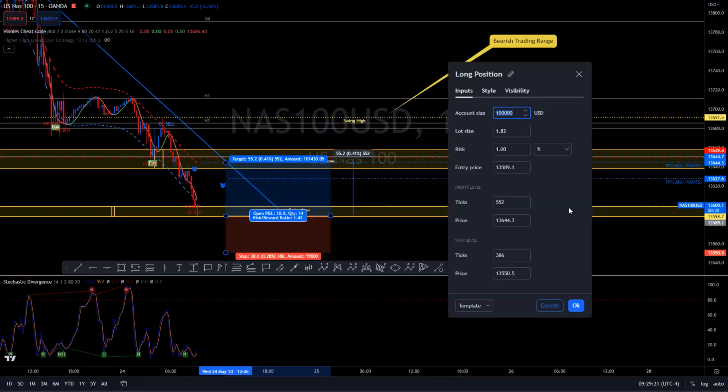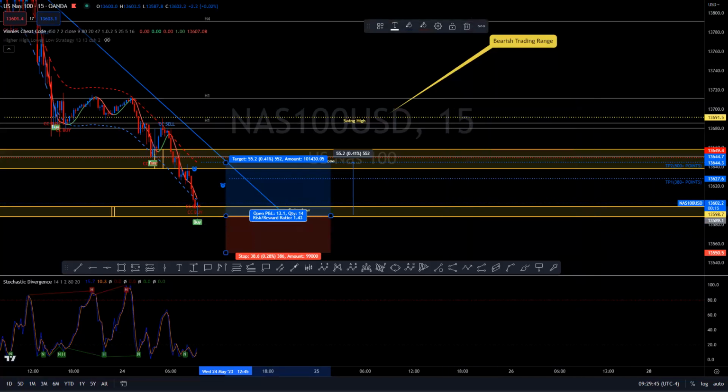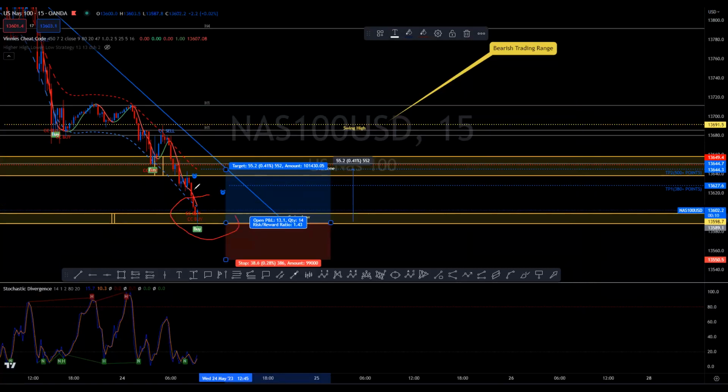So it's 8:29. Let me go ahead and put in the stop loss and take profit. Stop loss was 13,550.05. TP is going to be 136.4.3. All right, so we've got a little bit over 10 seconds. Matter of fact, let me see if I can zoom in before the price starts going.